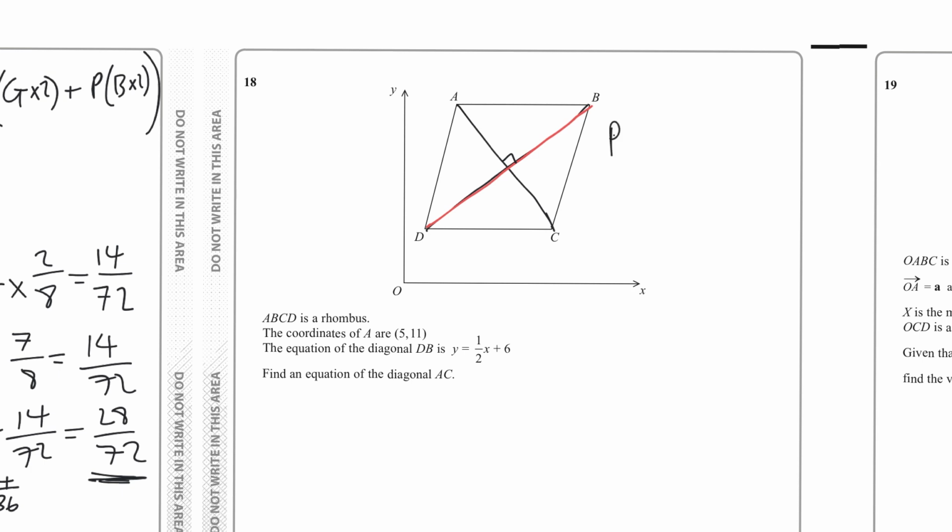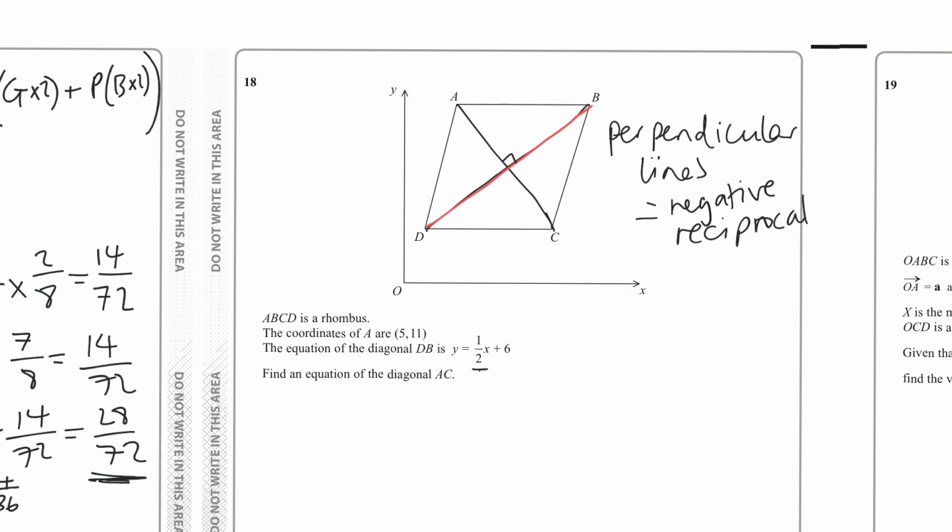Remember, perpendicular lines are not like parallel lines, which have the same gradient. Perpendicular lines have gradients that are negative reciprocals of each other. What I basically mean by that is, in this case, our DB gradient is a half. To make that a negative reciprocal, you flip it, which is what reciprocal means, so that'll be 2 over 1. Then for negative, you stick a negative in front. Anything divided by 1 is itself, so that will be -2. So we know that the gradient for AC is -2.